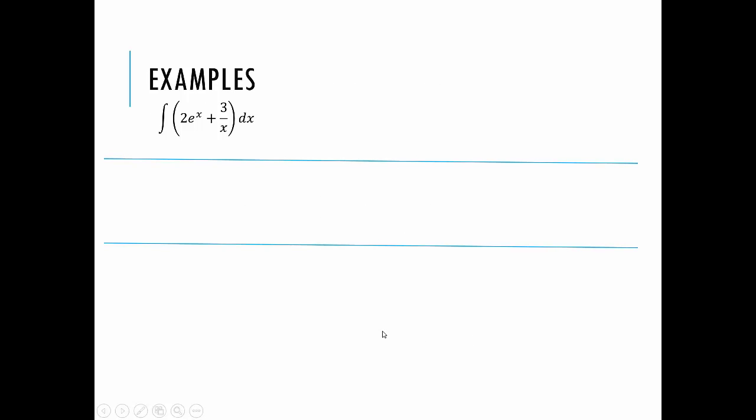So let's go through a couple more examples. So what I'm going to do here is I'm going to split these into 2, finding antiderivatives, and I'm going to pull the constants out front. So I'll pull the 2 out front. Notice if I pull the 3 out front, I have to put a 1 back there, right? Because 3 times 1 is 3, so I'd get that back. And now the antiderivative of e to the x is just e to the x. The antiderivative of 1 over x is ln of x. And so then I just put my constants back out front.